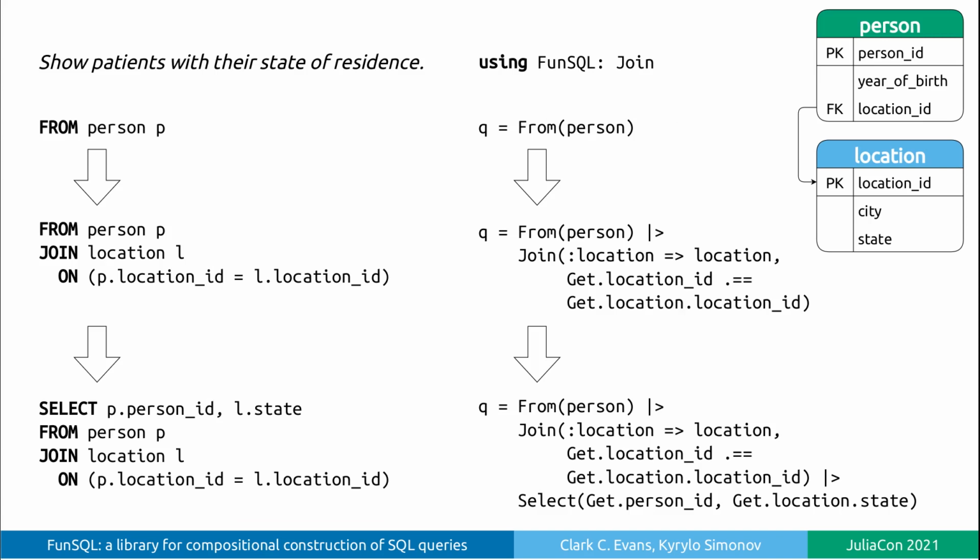Now let me quickly introduce the join clause. In SQL, join is used to correlate the output of two queries. In this particular example, we join two tables, person and location, to relate each patient record to the corresponding address. As you can see, FunSQL notation for join mirrors the syntax for join in SQL. However, there is one feature in this example which is unique to the FunSQL notation. It's the use of hierarchical references.